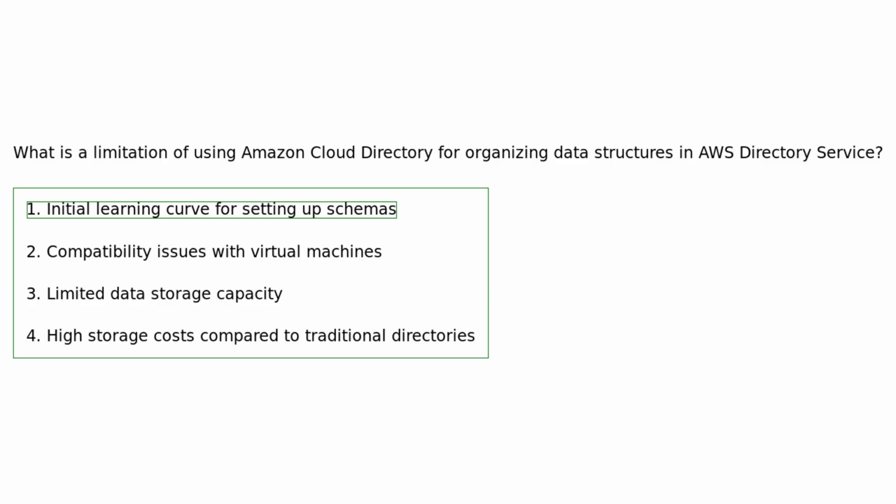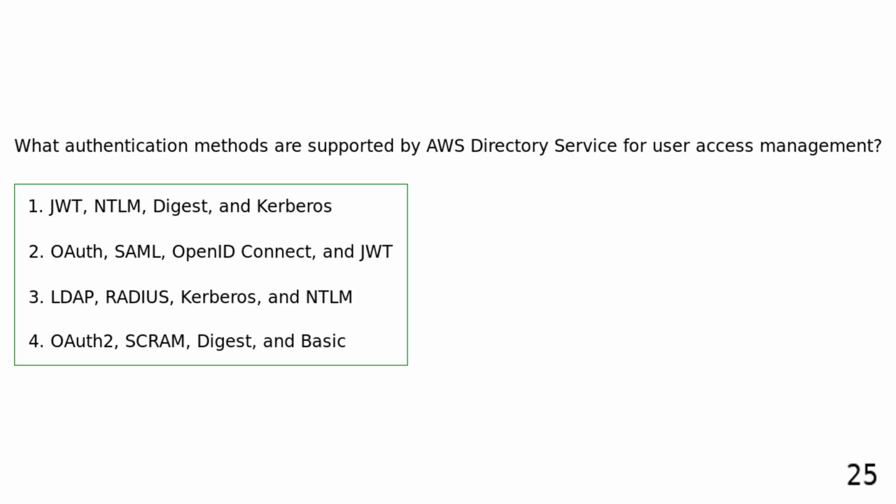A limitation of Amazon Cloud Directory may be the initial learning curve for setting up schemas, as it requires understanding of data structure design for efficient data organization. What authentication methods are supported by AWS Directory Service for user access management? JWT, NTLM, Digest, and Kerberos. OAuth, SAML, OpenID Connect, and JWT. LDAP, Radius, Kerberos, and NTLM. OAuth 2, Scram, Digest, and Basic.